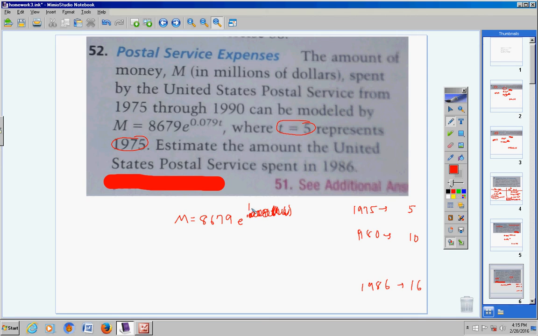1.264. So your exponent is now 1.264. So now with your calculator, type in 8679, then hit your E button, and this will pop up, and then type in 1.264, and then hit enter. And if we do all of that correctly, you are going to get the right answer, which would be this right here.